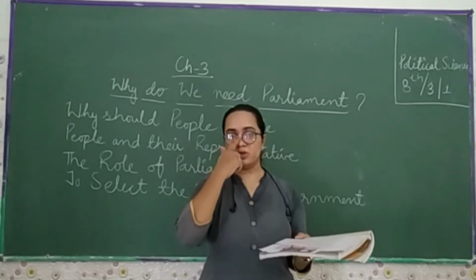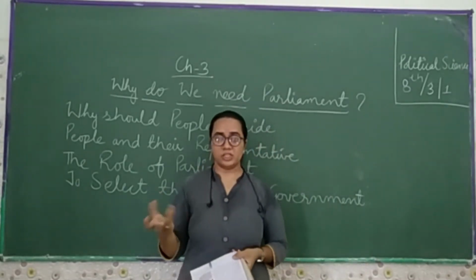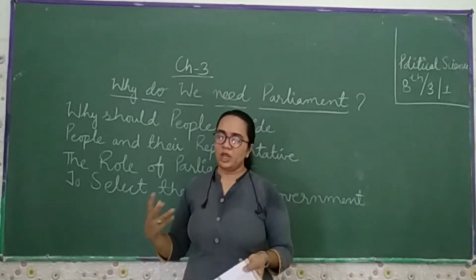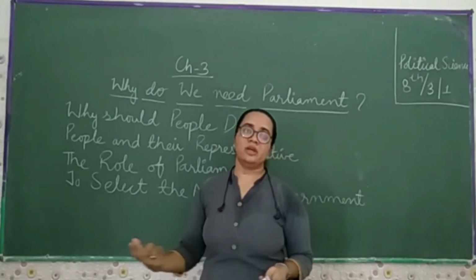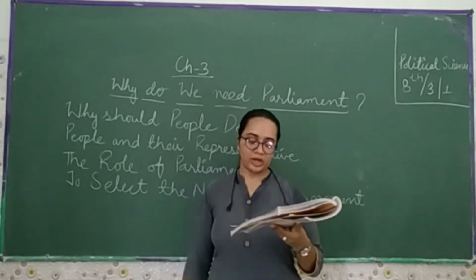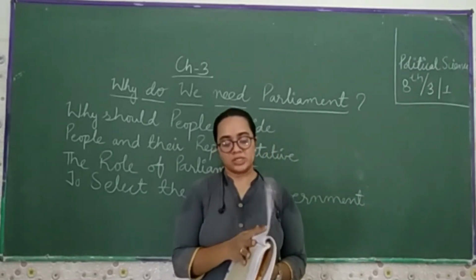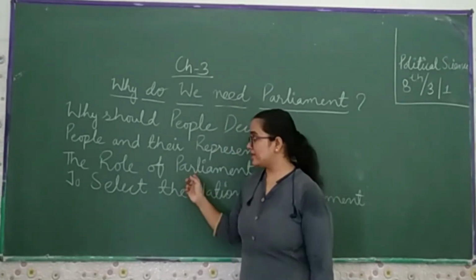What do we mean by universal adult franchise? If we talk about India, an individual above the age of 18 years is eligible to cast their vote and elect their representative. So all the adult citizens of the country have the right to vote.